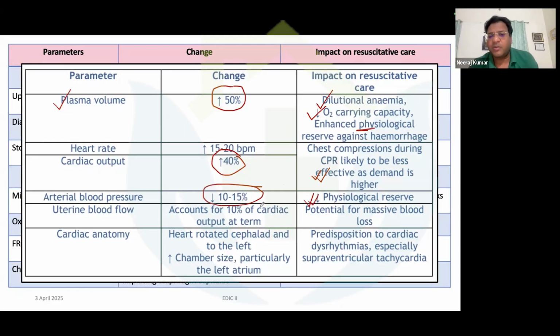Now coming to the uterine blood flow, it accounts for around 10% of the cardiac output at term, and it is a potential source of massive blood loss. Coming to the cardiac anatomy, we know that the heart is rotated more cephalad and to the left, and the chamber size will increase, particularly the left atrium, and that's why these patients are more prone to dysrhythmia and SVT.